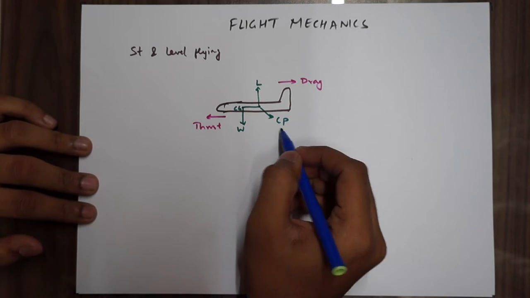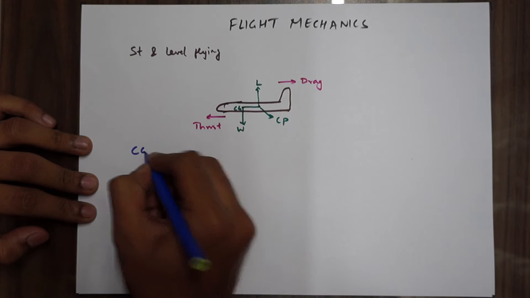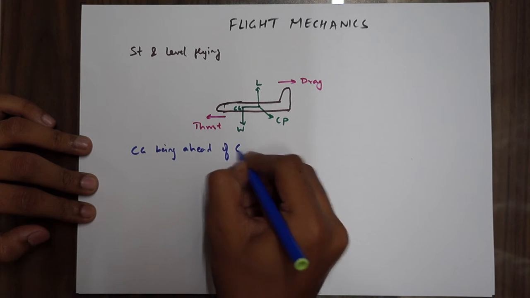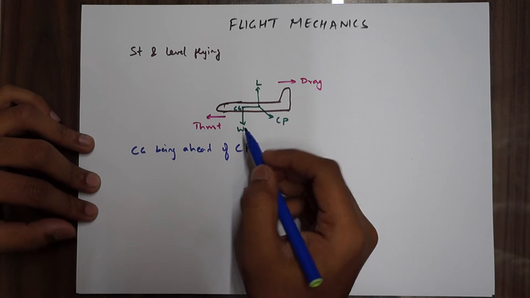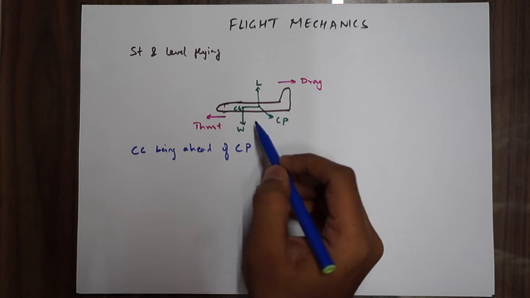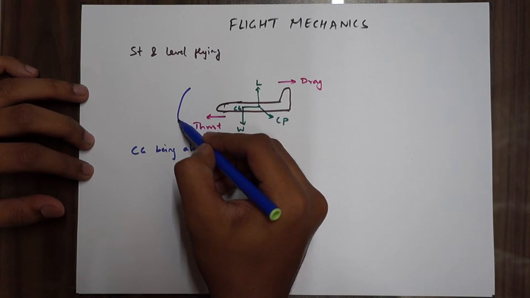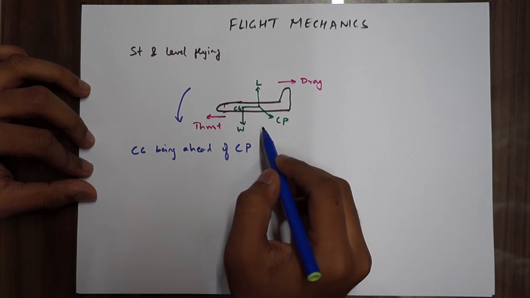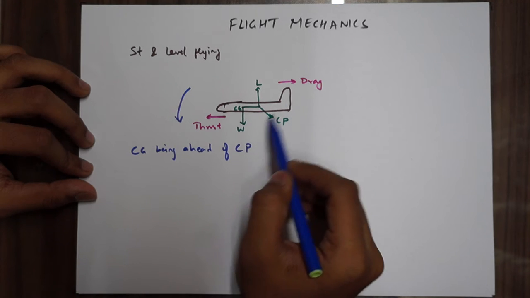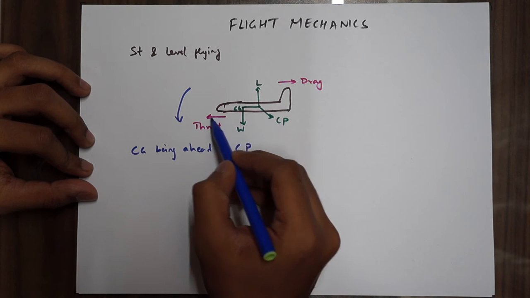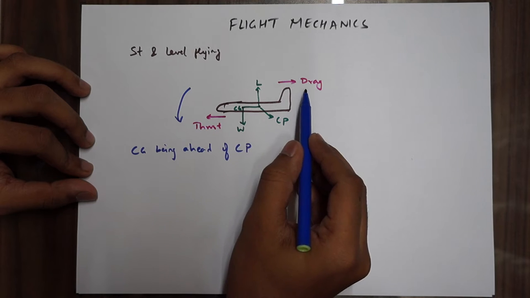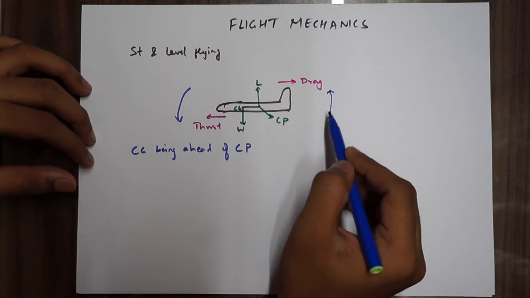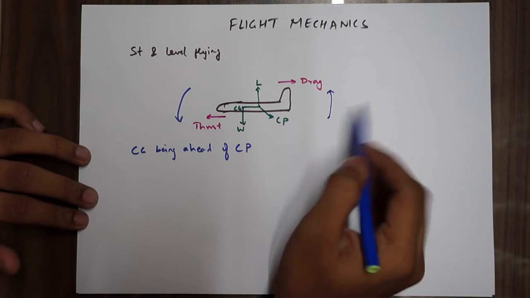Now in straight and level flight, what happens is, for obvious reasons, the CG being ahead of CP, the lift-weight couple creates a nose down movement. This is compensated by offsetting the thrust-drag couple. The thrust line is generally arranged below the drag line so that there's a nose up tendency. So this is balanced.